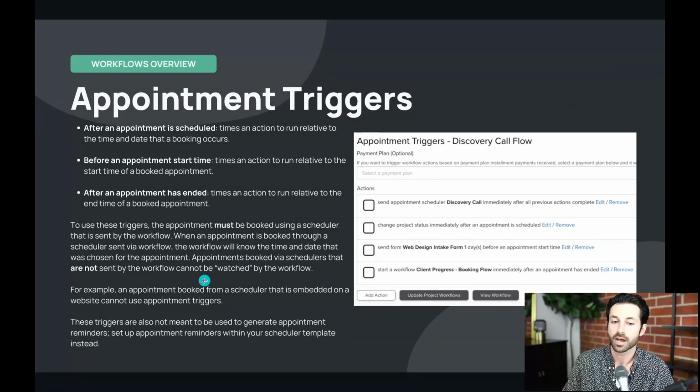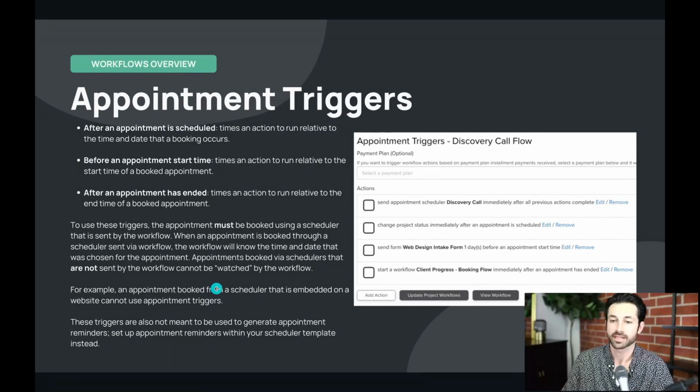And a really common thing that I see, a really good counterexample to that, is if you have a scheduler that's embedded on your website, for example, and a client books from that publicly available scheduler on your website, that scheduler is not being sent by a workflow. It's just existing outside of your flow. That means that you cannot then use the appointment-based triggers because the workflow doesn't know when that appointment date and time is, essentially.